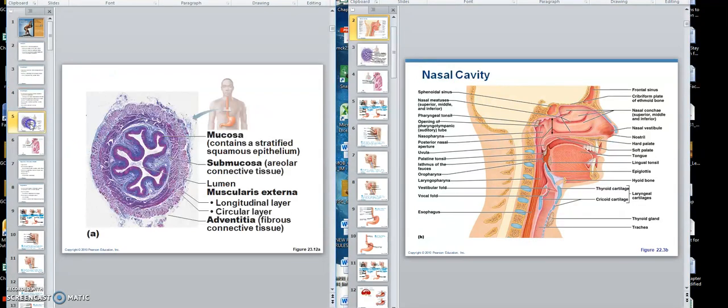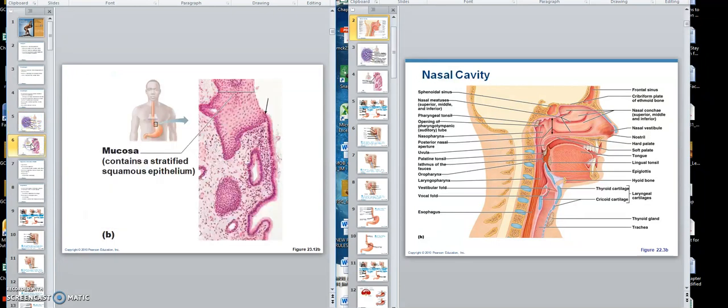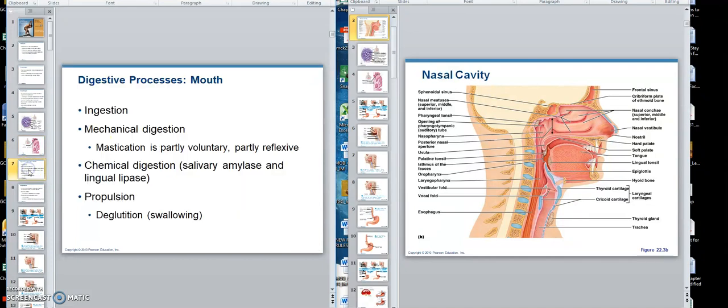Okay. Here's that picture again. And so here's that stratified squamous epithelium right there. And see right here, you're showing a stratified squamous moving into a columnar kind of thing. Stratified squamous. Okay, go further.